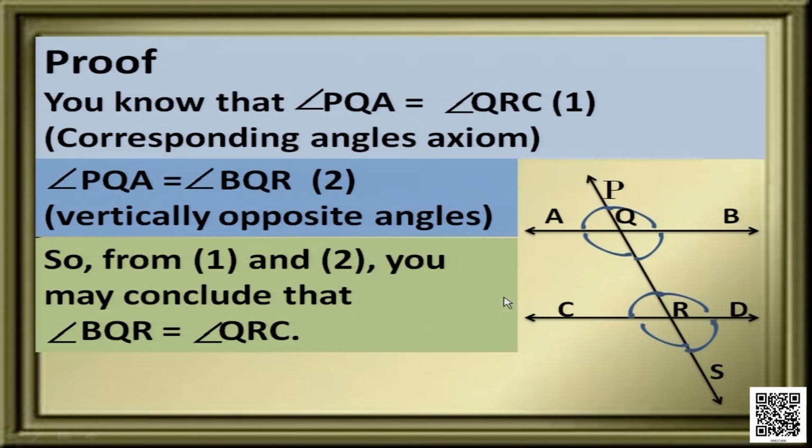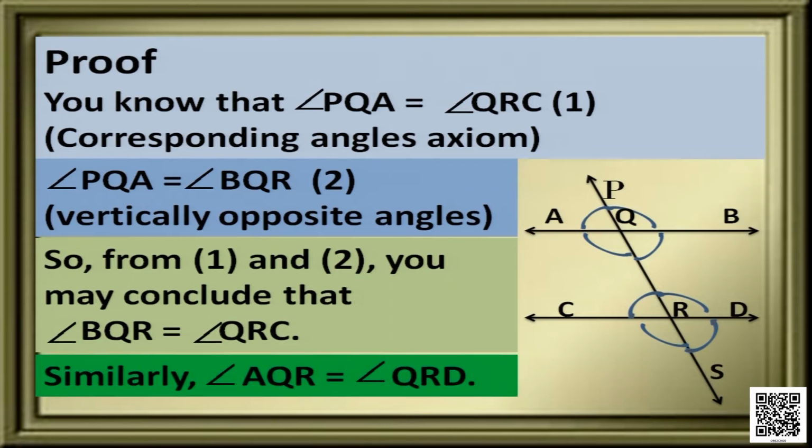And similarly, we can also take that AQR and PQB are vertically opposite angles, and PQB and QRD are corresponding angles. From that we can conclude that angle AQR is equal to angle QRD. So this is the proof of this theorem.